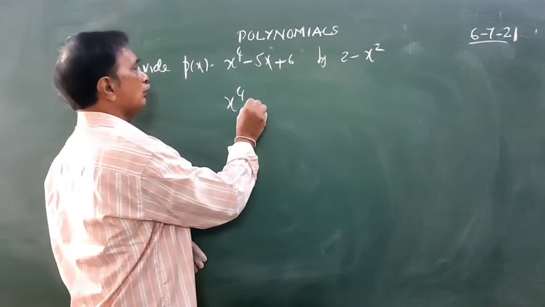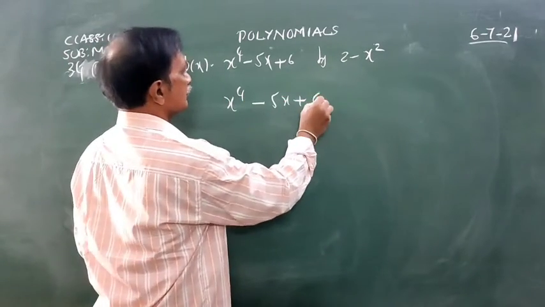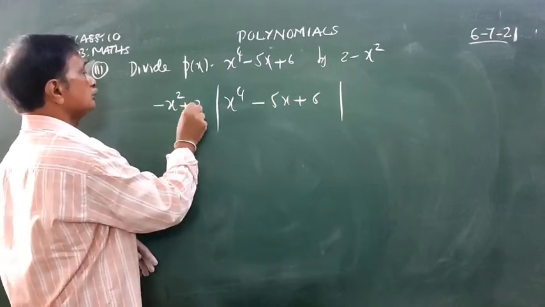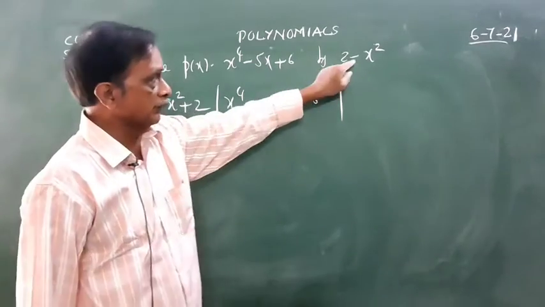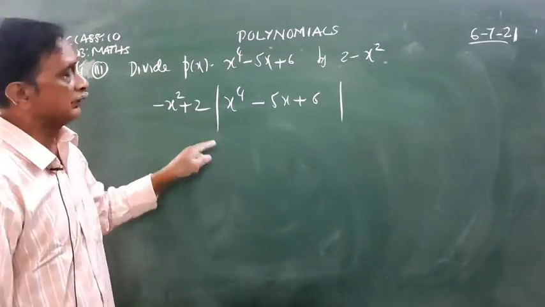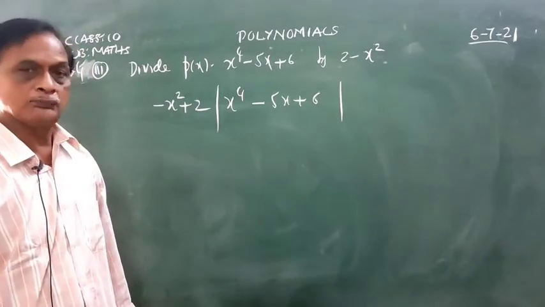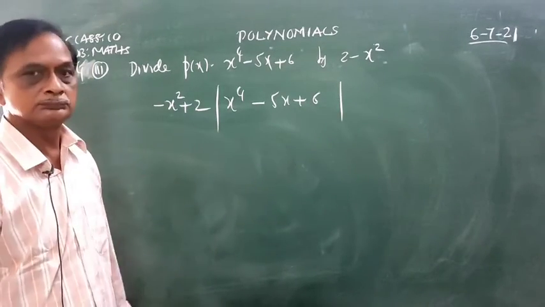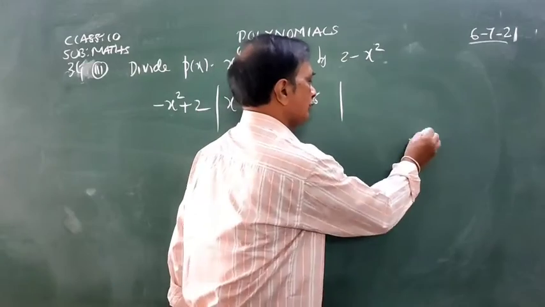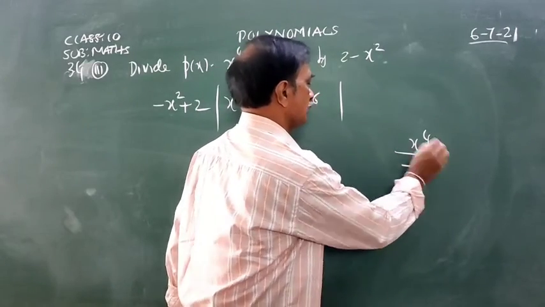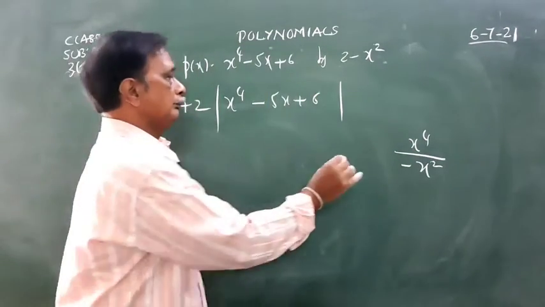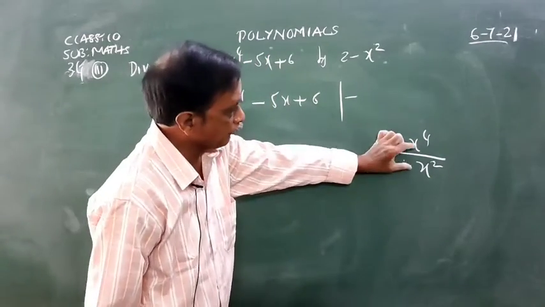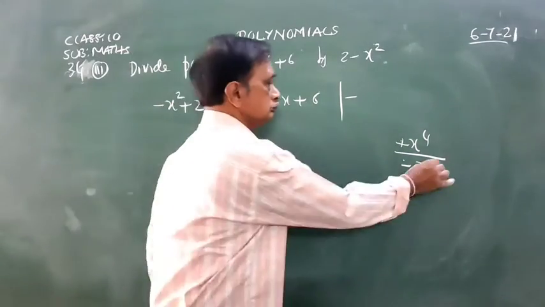X power 4 minus 5x plus 6. Here 2 minus x square is there. You must write it as minus x square plus 2. So what is the first step? Divide the first term of the dividend by the first term of the divisor. X power 4 by minus x square. Plus by minus is what? Minus x power 4 by x square.